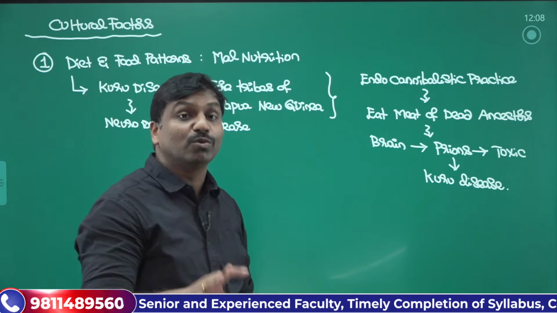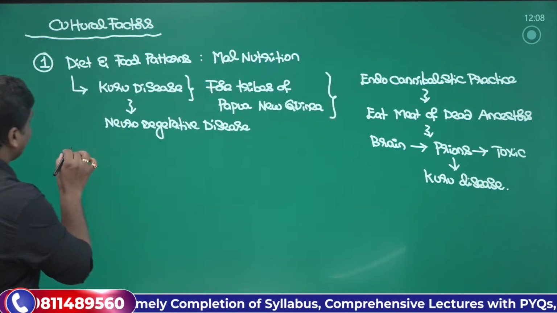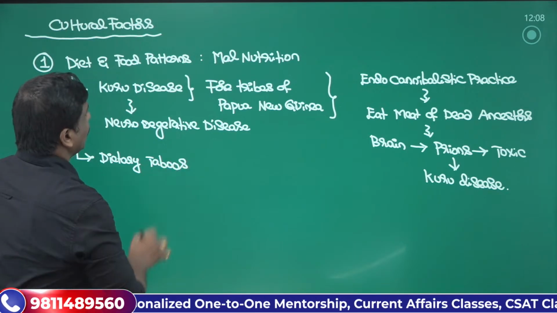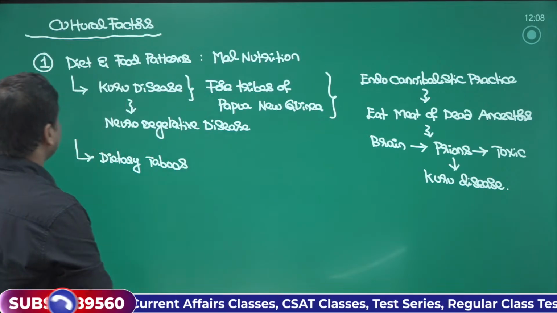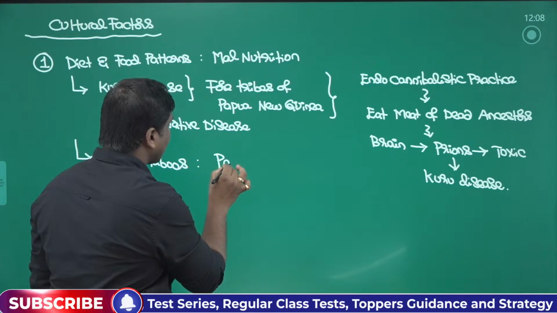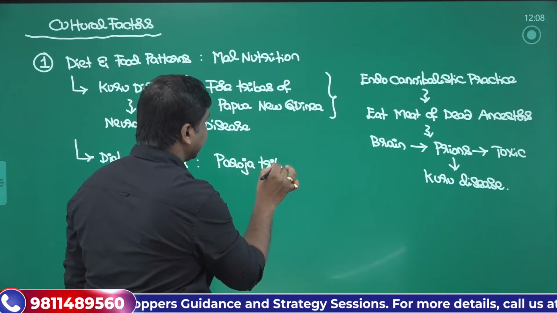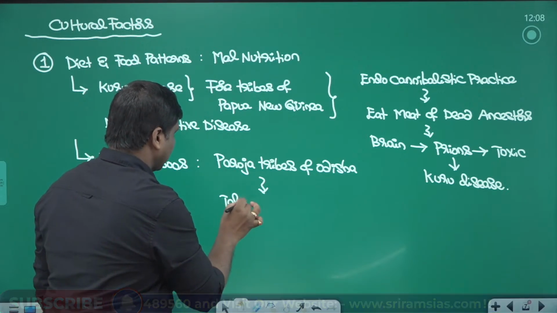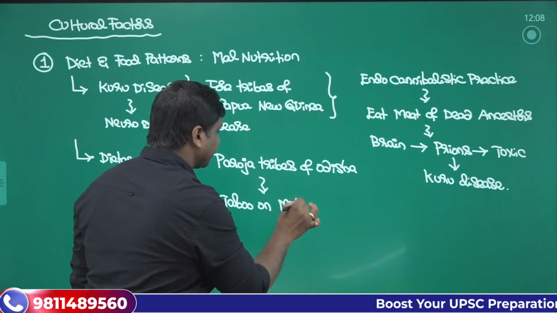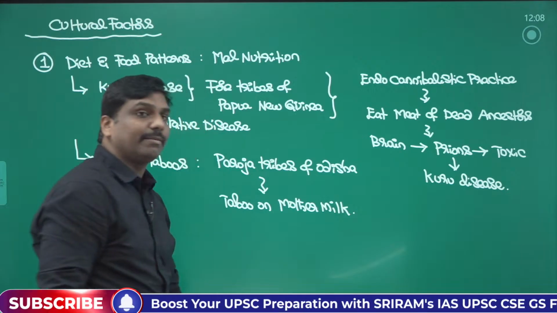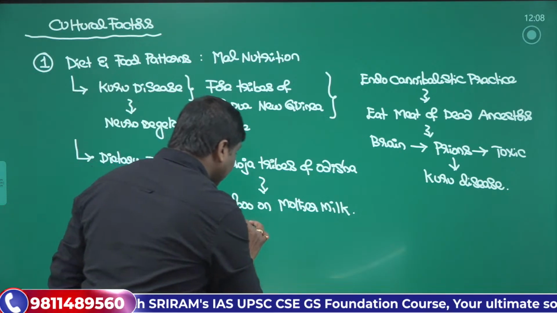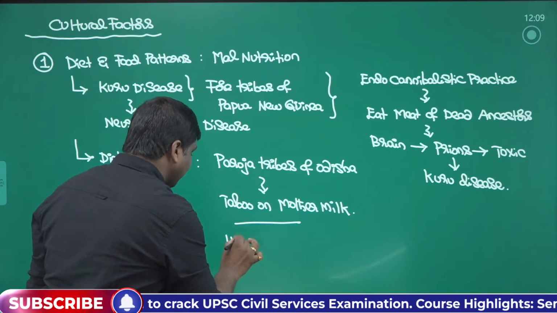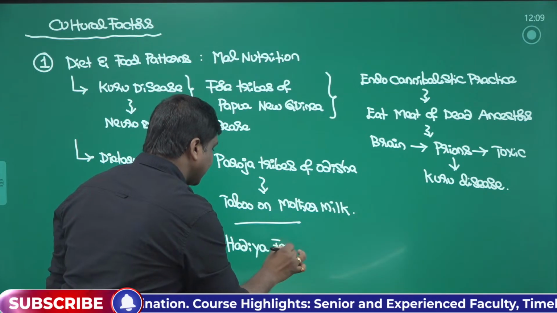Furthermore, there could be some taboos and myths with respect to diet. So what kind of dietary taboos can we have? For example, the Paroja tribes of Odisha in India have a taboo on mother's milk. They won't consume milk of any animal, including the mother's. So they will feed the babies with a particular alcohol brewed from rice, known as hadiya.